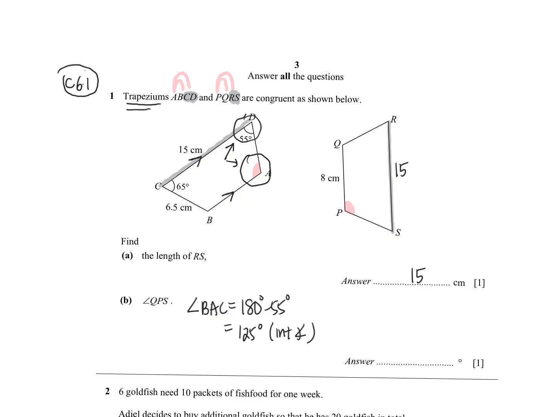No need to write, I'm just writing so that you know. So once this is 125, it means this is 125 as well. Okay? So in this question, there is hidden information, which is that a trapezium has a pair of parallel lines. And when you have parallel lines, you have interior angles.